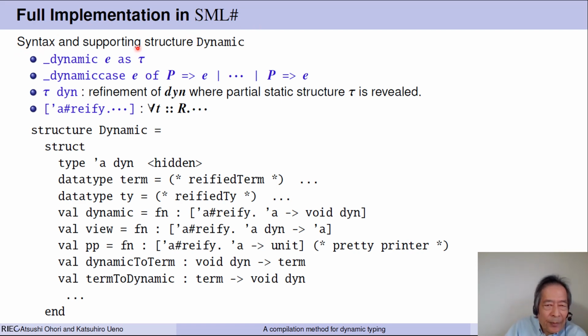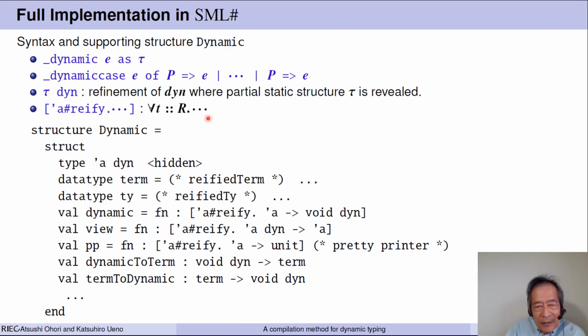Now the syntax and supporting structure for dynamic together realize the integration. The syntax has two special constructs: underbar dynamic as, this is a coercion, and underbar dynamic case, this is a type dynamic case statement. Now, Dyntype is refined to take a parameter. This parameter is a partial static structure which is guaranteed to be there. So this is a kind of supertype of the actual type.